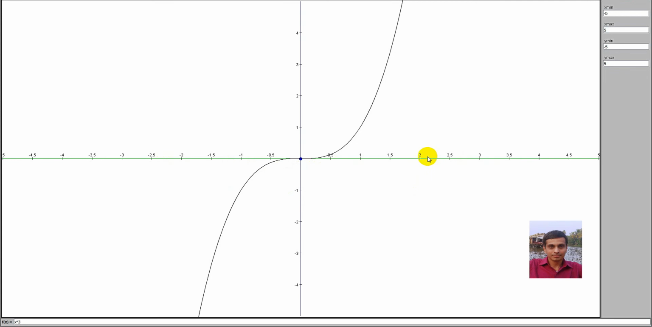And you know that x cube is a differentiable function. Its derivative is 3x square. And at point x equal to 0, the derivative is 0. So you can see derivative is 0 means we obtain the x-axis. Slope of tangent line is 0. So x-axis is a tangent to x cube.